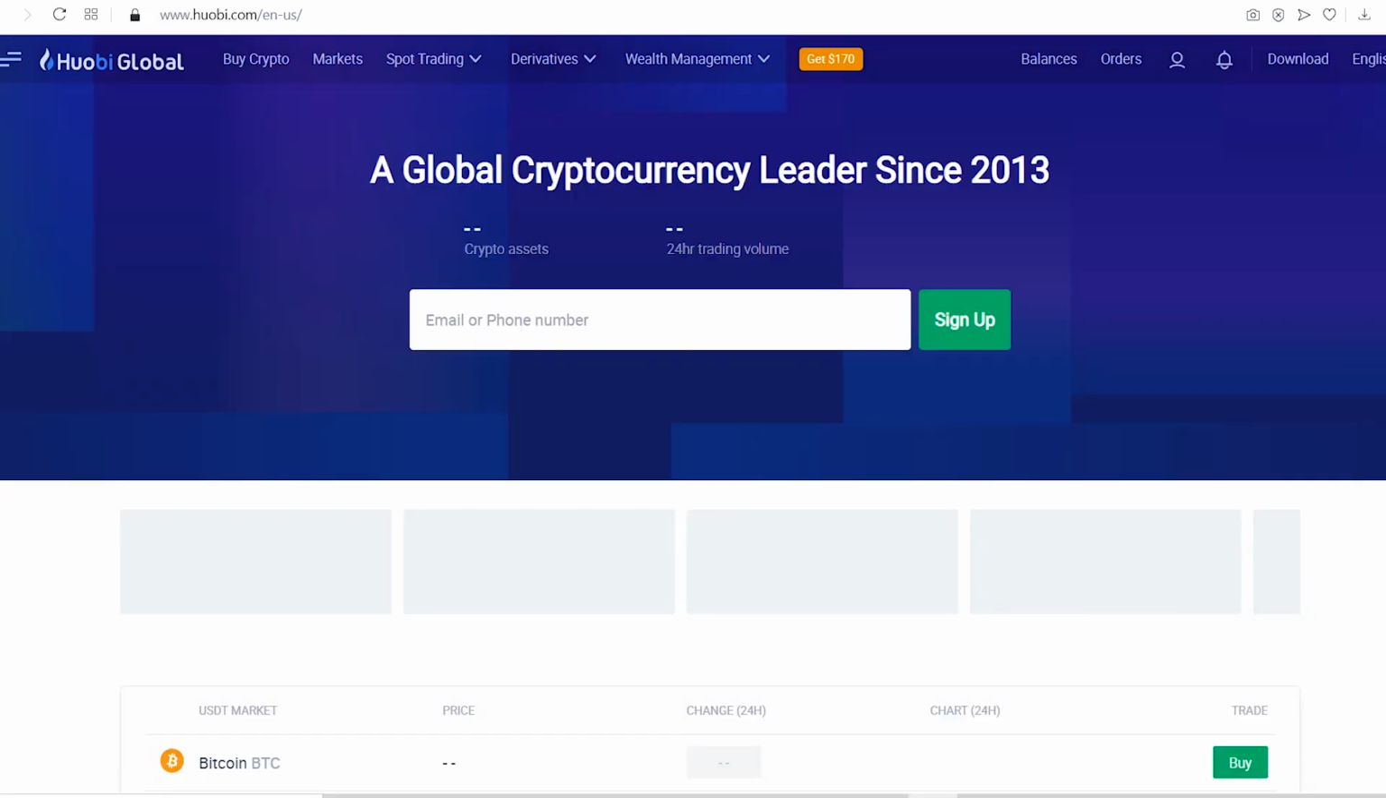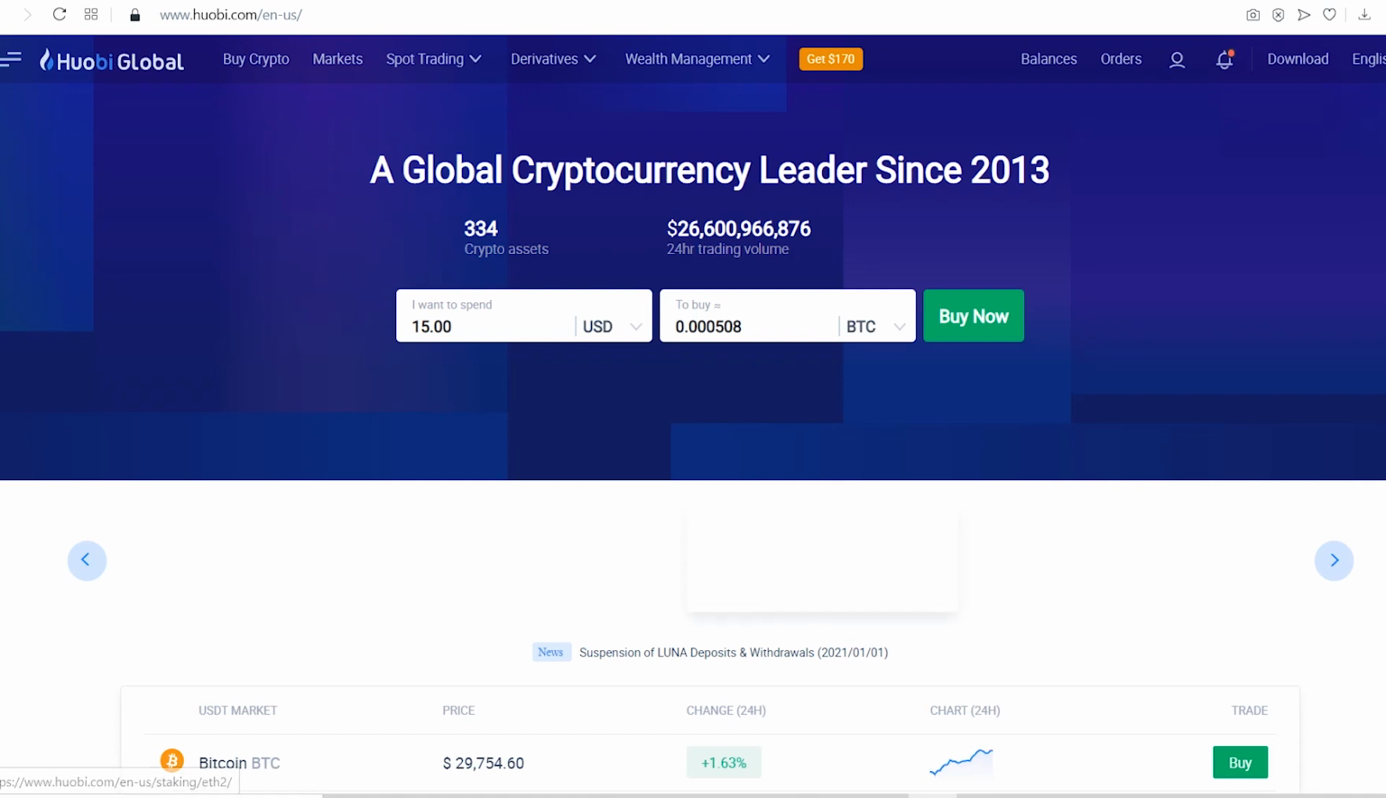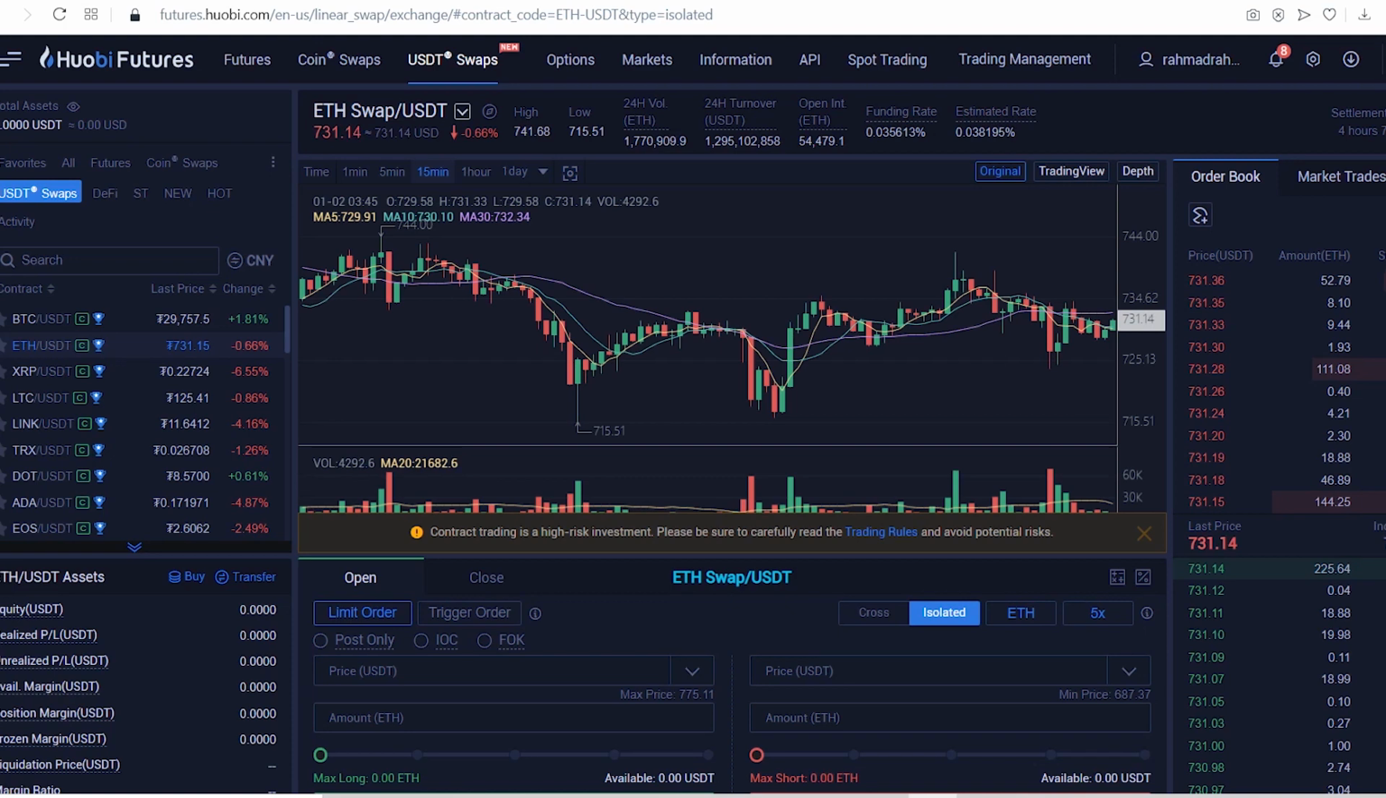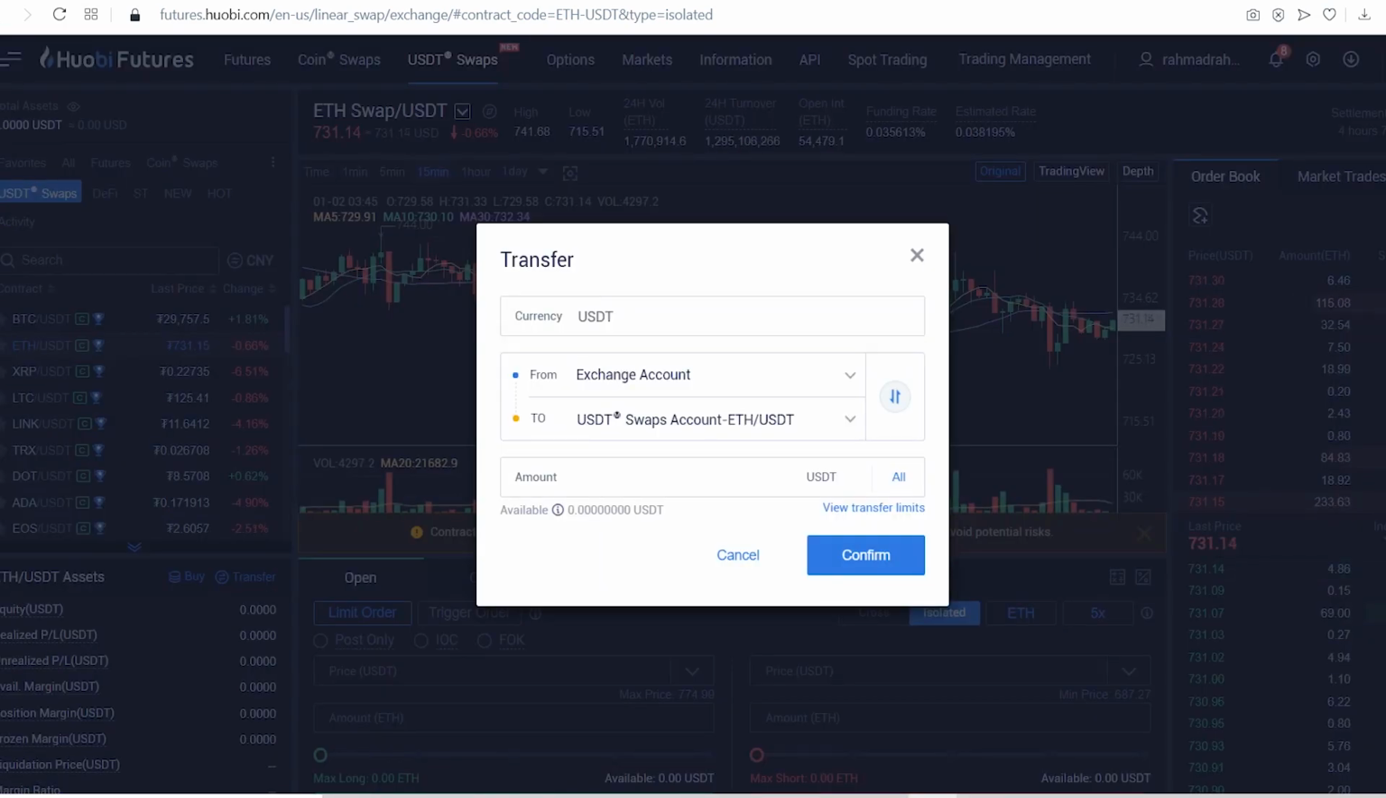3. Transferring USDT from spot wallet to derivatives wallet. Once you deposit USDT to your exchange account, the next step is to transfer the tokens to your derivatives account. Go to the Balances tab. Choose Derivatives account. Choose swaps that you want to trade and select the transfer option. Click Transfer, select Transfer from exchange account to derivatives account and enter the amount you wish to transfer. Click Confirm to transfer the asset.